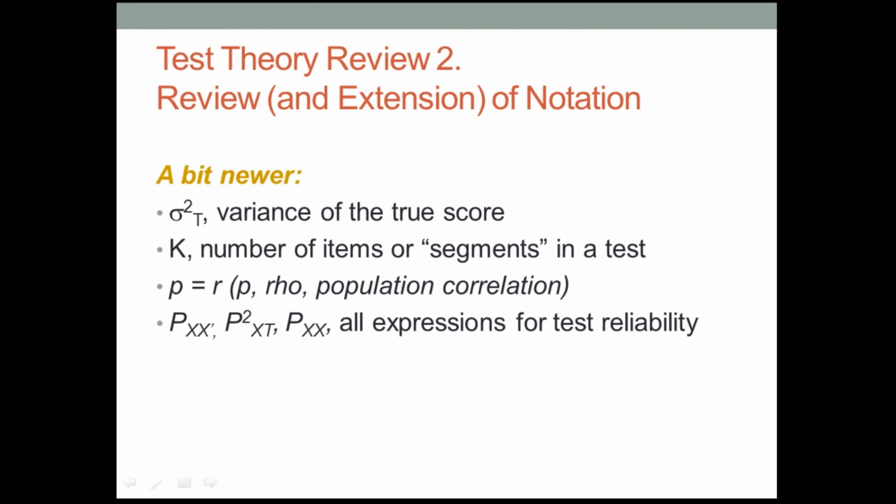The K is the number of items or segments in a test, and this will become important as we go along. Maybe not so much in this video, but later on, but I do want to introduce the idea here. K, the number of items or number of parts that a test is divided into. That's what we mean by segments. So if we divide a test in half, K is 2. If we divide a test into quarters, K is 4. If K is equal to the number of items and it's a 20-item test, K is 20, and so on.